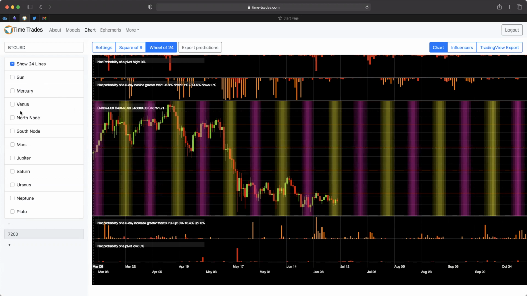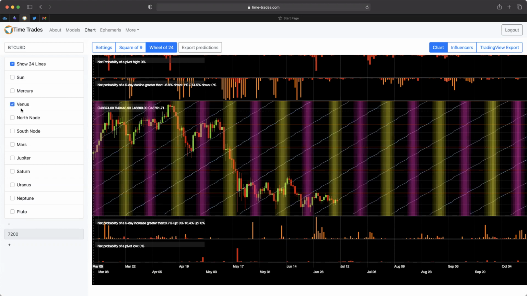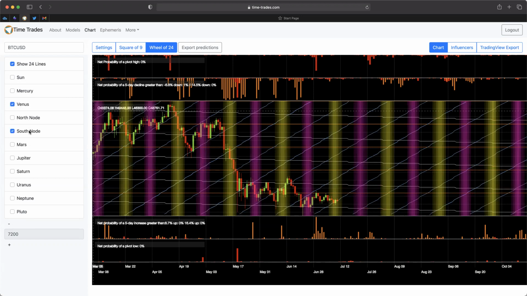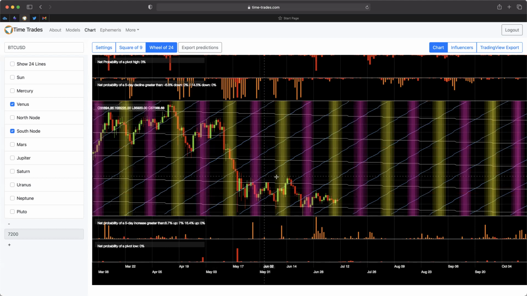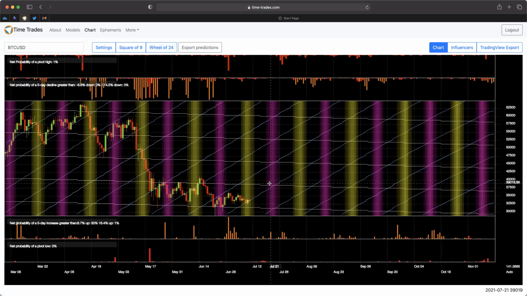Now, one of the things that I discovered here that's super interesting is if you add Venus and if you add the south node, yes, that is the configuration. So I'm going to turn off 24 lines so it's a little easier to read. Take a look at what happens every time Venus, the blue line, crosses the south node.